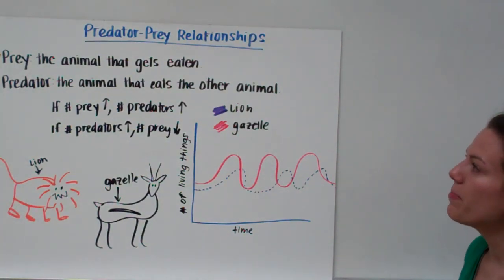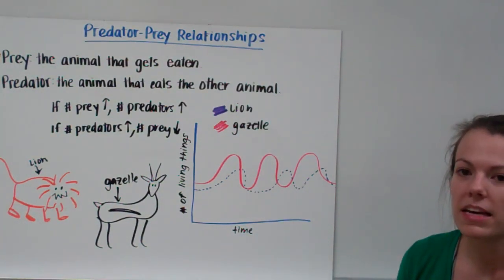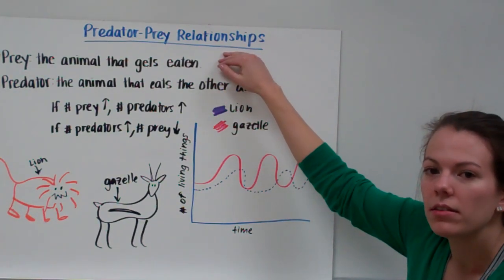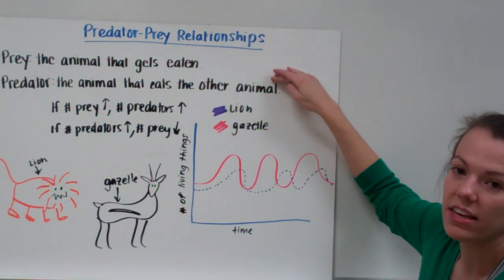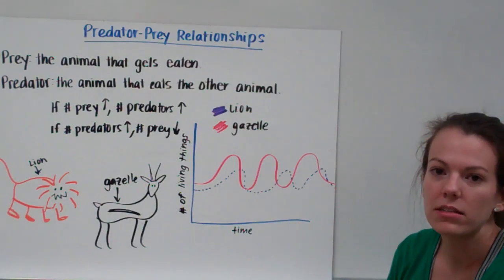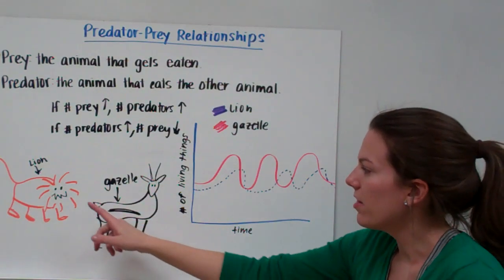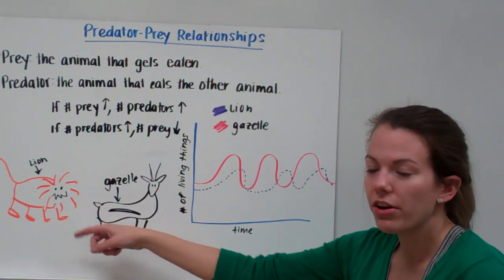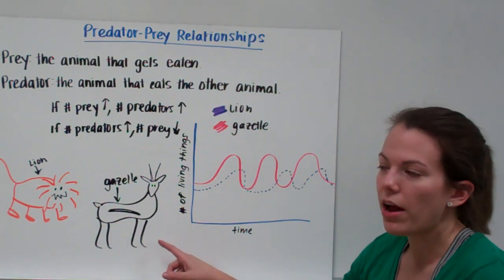Another type of relationship is one in which one organism eats another organism. A prey is the animal that gets eaten, and the predator is the animal that eats the other animal. Okay, so the predator eats the prey. In this example, we have a lion and a gazelle. The lion eats the gazelle, so the lion is the predator, and the gazelle is the prey.